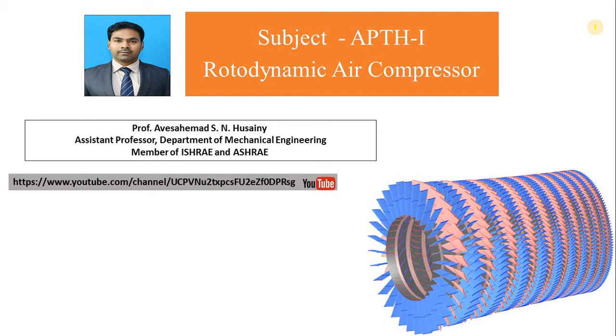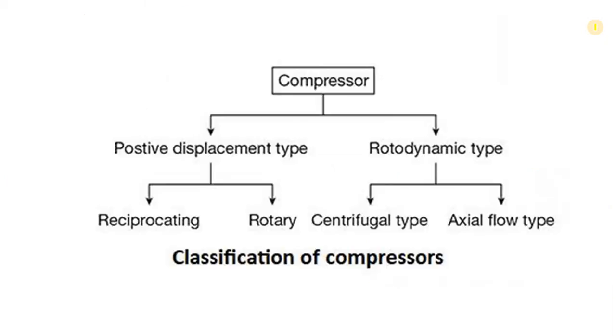So in this video, we will discuss the rotodynamic air compressor. This is a general classification of the compressor. First is the positive displacement compressor and second is the rotodynamic type compressor. We already studied the reciprocating compressor, including single stage and multi-stage compressors. We also covered the rotary compressor, in which the root blower, vane type and screw compressors were covered.